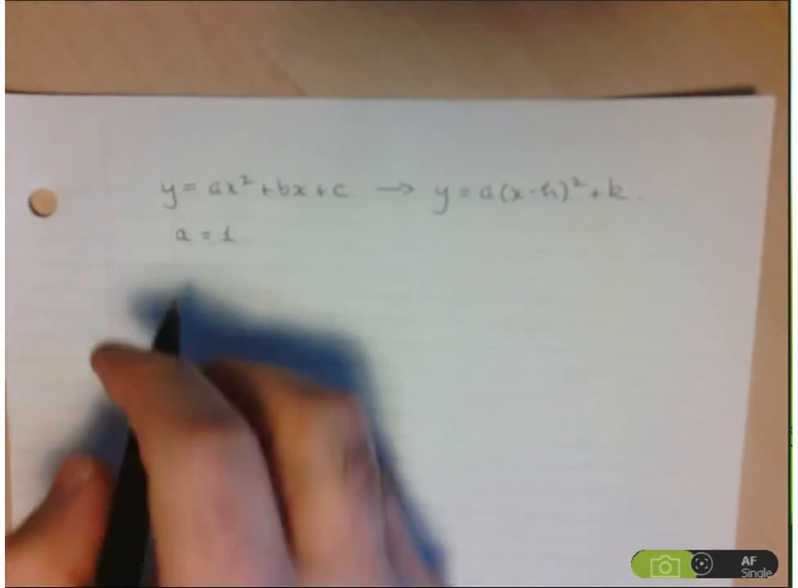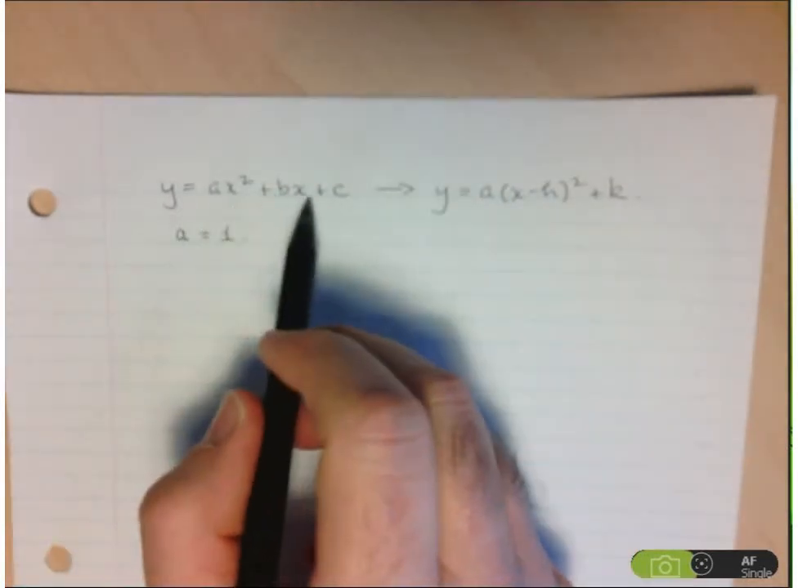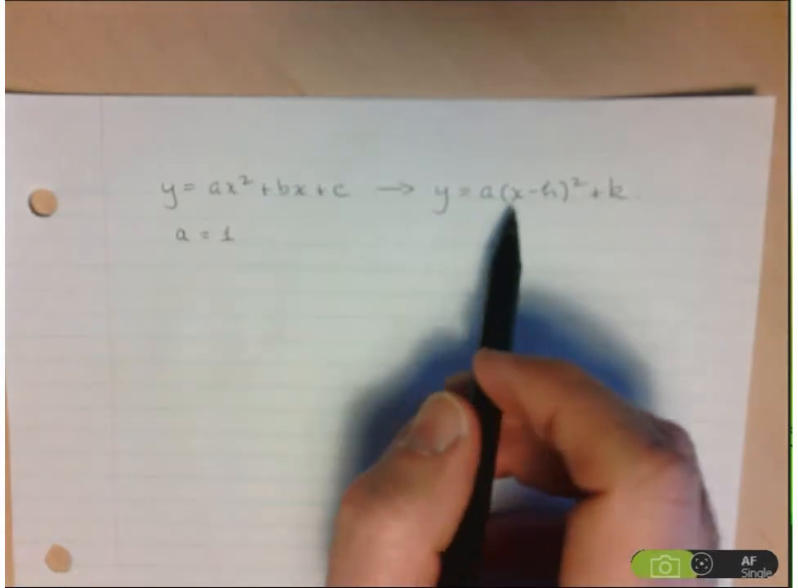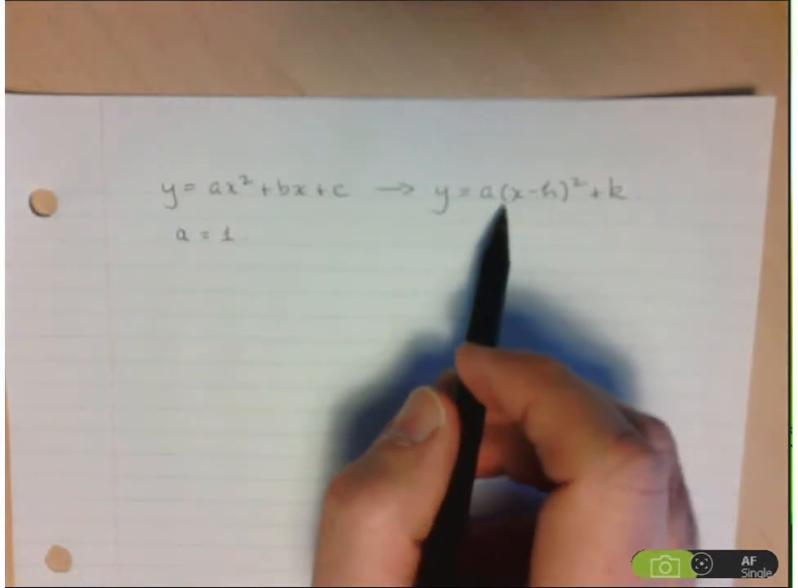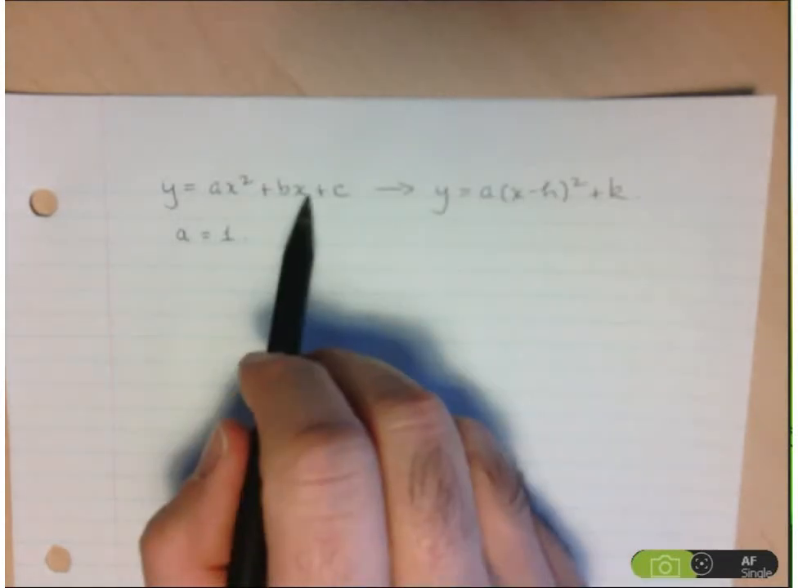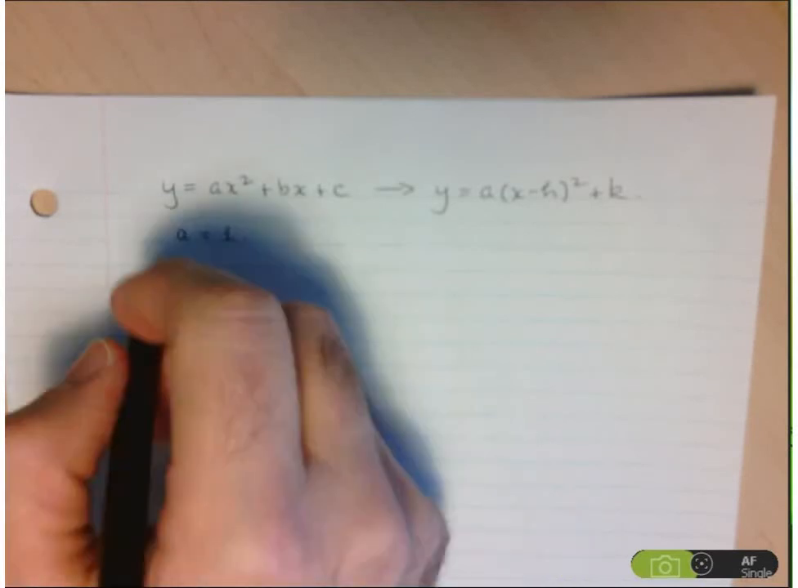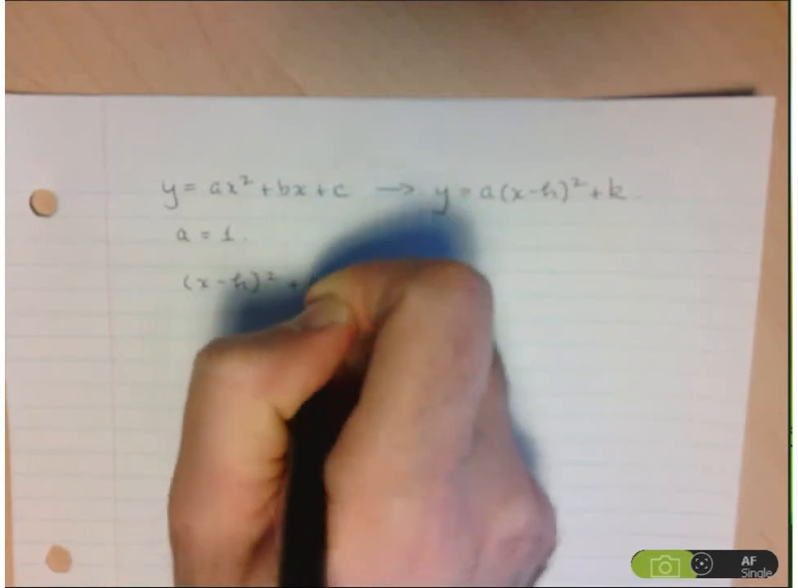Okay, so what we have to do is write y equals x squared plus bx plus c in terms of x minus h squared plus k. In order to do this, we're actually going to go backwards because we do know how to go from vertex form to standard form, and we'll do that and see if it offers any help or any hints on how to go the other way. So I'm going to start off with x minus h squared plus k.